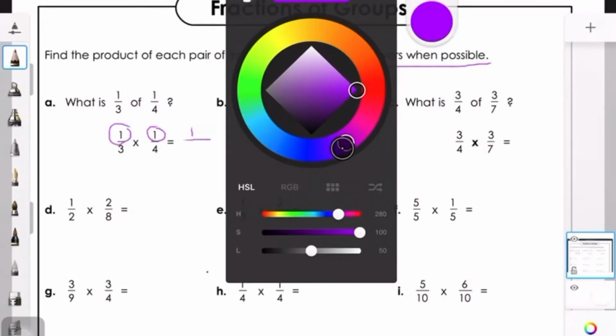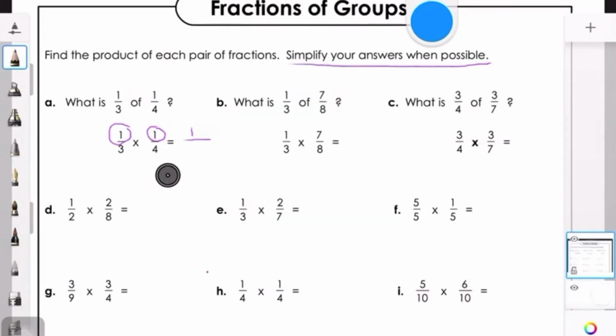Now let's work on the denominators. I'm going to use a different color so that you're able to clearly see the difference. The denominator for our first fraction is 3. The denominator for our second fraction is 4. 3 times 4 is 12. This fraction, 1/12, is in its simplest form. We cannot simplify this further. So this is the answer to our problem.